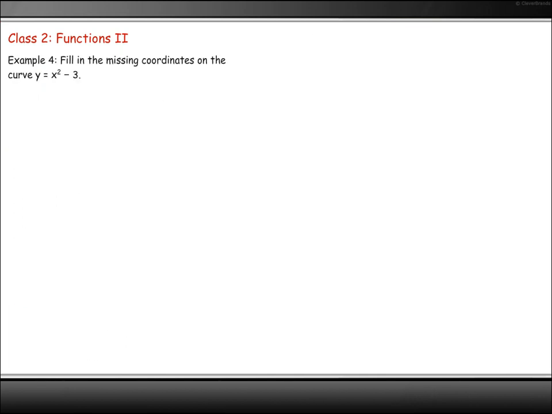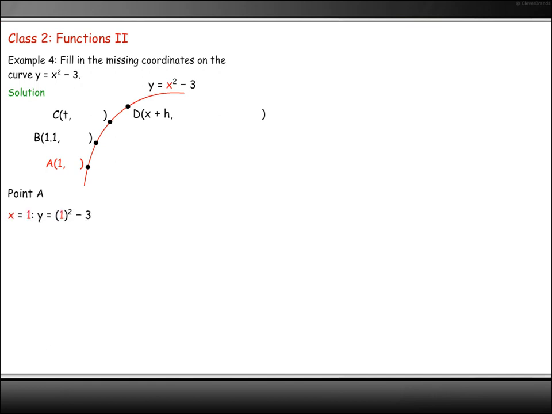Example 4. Fill in the missing coordinates on the curve y equals x squared minus 3. Start with the point A. Replace x by 1 in the equation of the curve. The y-coordinate is minus 2. The point A has coordinates (1, minus 2).